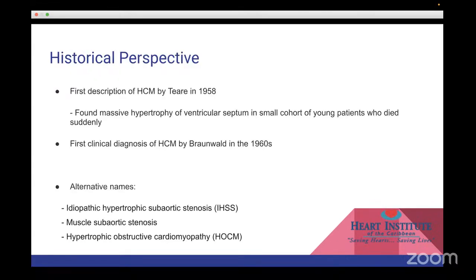Briefly looking at the historical perspective, it was first described in 1958, but first clinically diagnosed in the 1960s. There are some other names we might have come across for the same disease: idiopathic hypertrophic subaortic stenosis, muscular subaortic stenosis, or hypertrophic obstructive cardiomyopathy. That's actually the term I learned in school, but today we'll just be saying HCM.